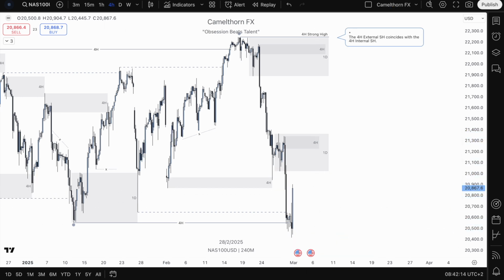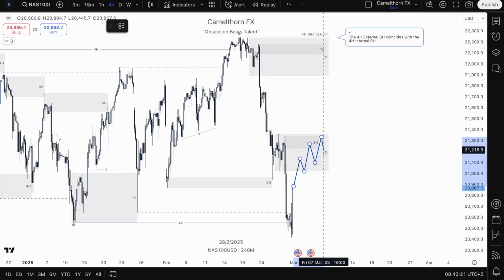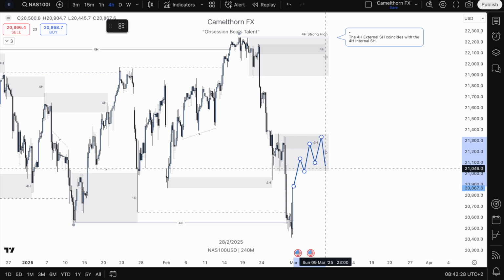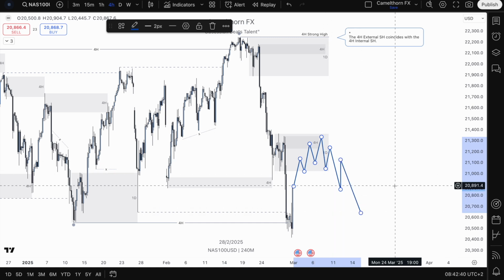Or instead of trading this area, we can wait for a mitigation of our POI. We can wait for a market shift, be that a 4-hour internal market shift, or depending on price delivery, a fractal market shift before we potentially get involved, either using a risk entry or using a confirmation entry.